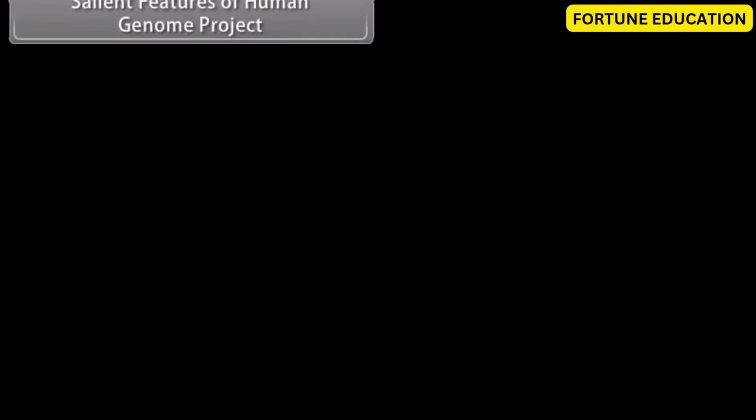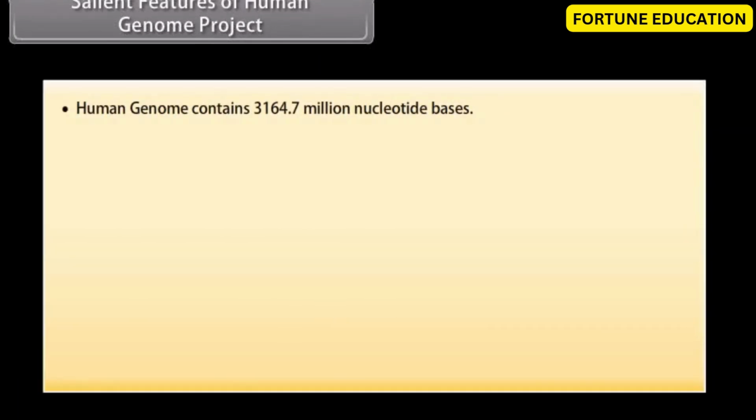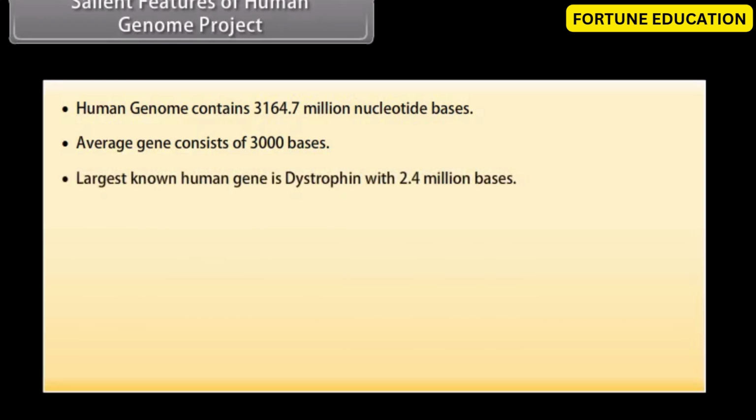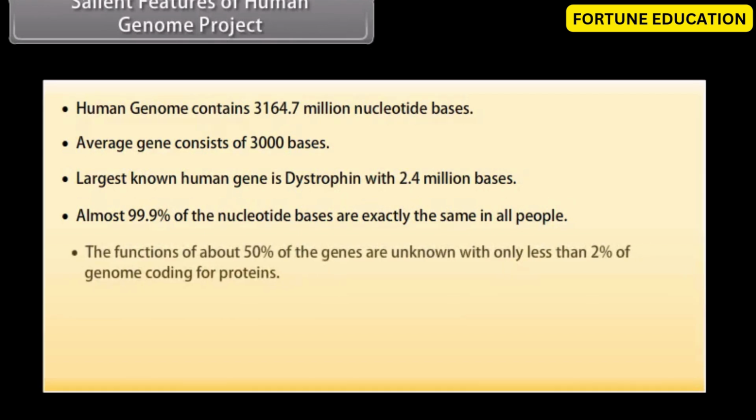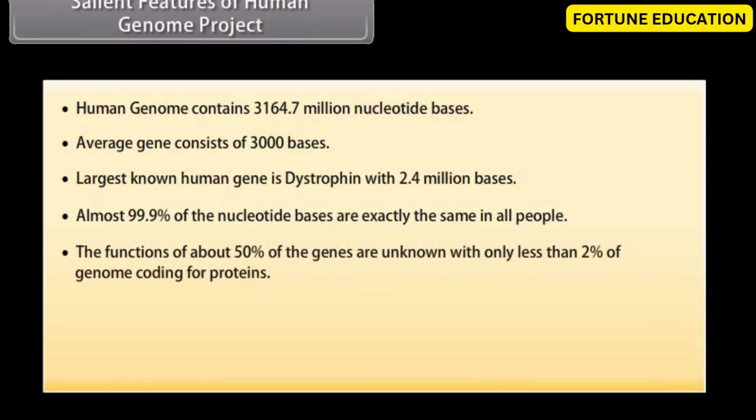Salient features of Human Genome Project. Human genome contains 3,164.7 million nucleotide bases. Average gene consists of 3,000 bases. Largest known human gene is dystrophin with 2.4 million bases. Almost 99.9% of the nucleotide bases are exactly the same in all people. The functions of about 50% of the genes are unknown with only less than 2% of genome coding for proteins.